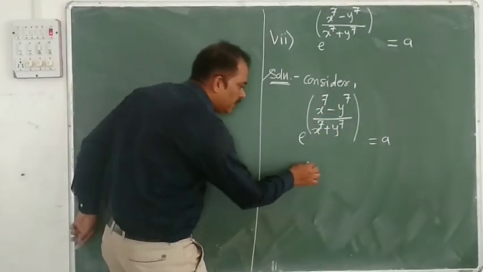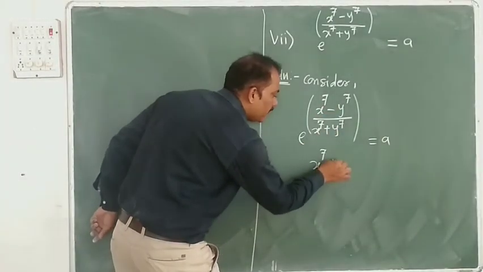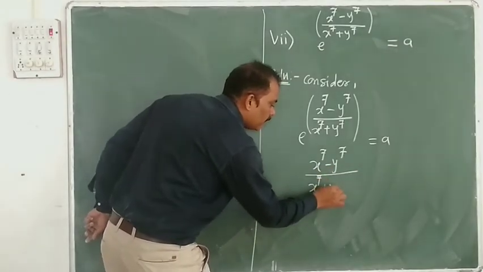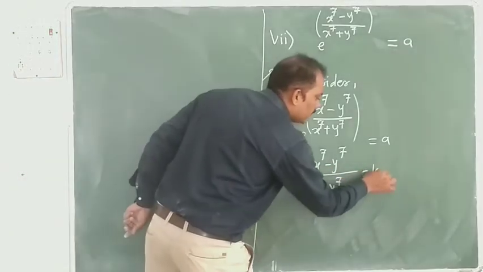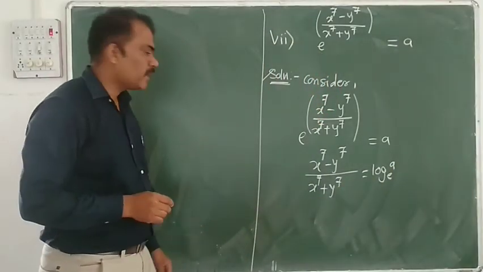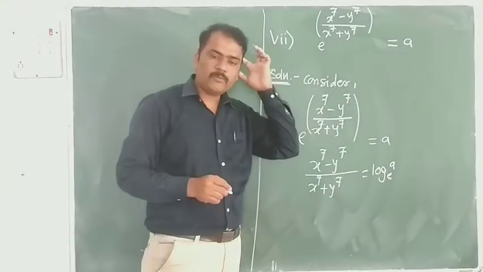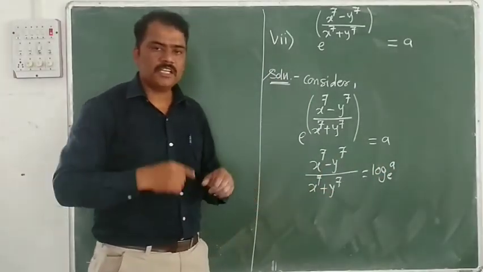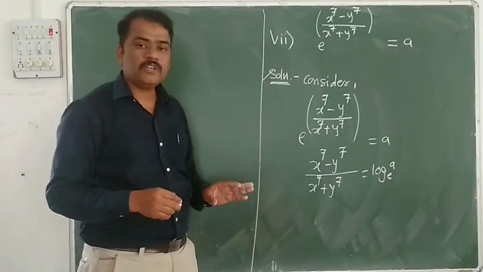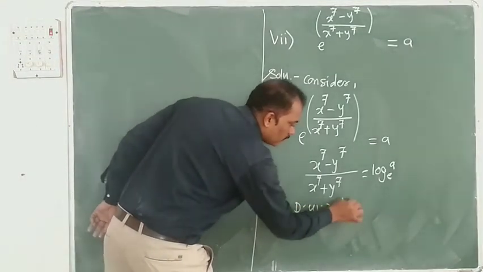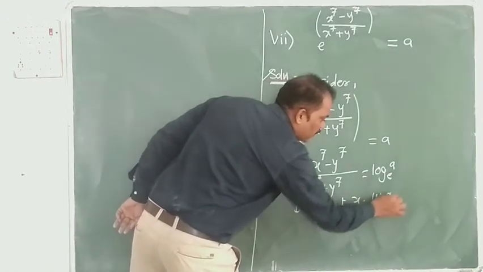So we can write (x^7 - y^7)/(x^7 + y^7) is equal to log of A to the base e. A is a constant, so the value of log A is also constant, so the RHS becomes a constant, so that the derivative becomes 0. Now we have to differentiate this with respect to x, d/dx, we get.